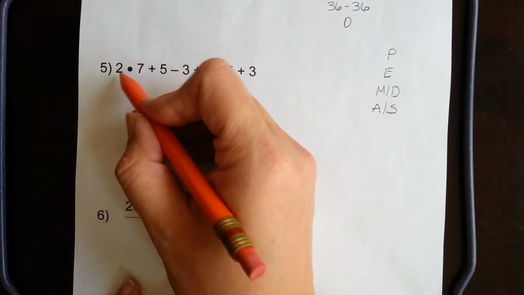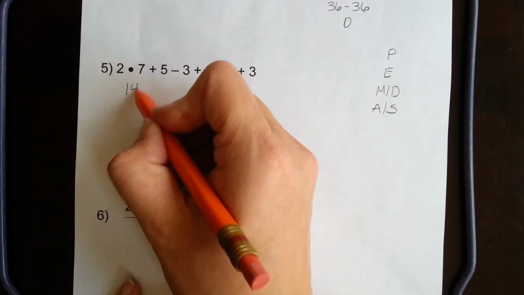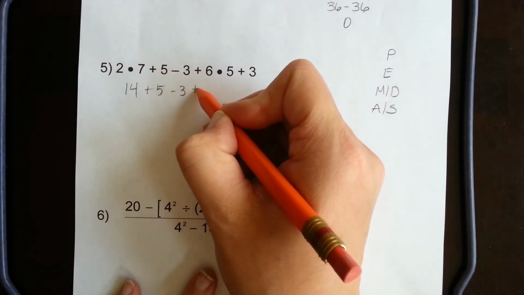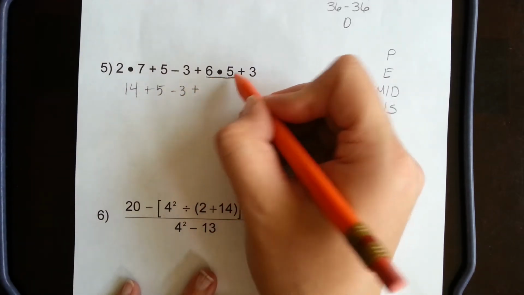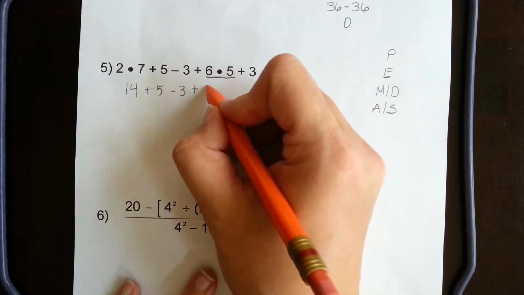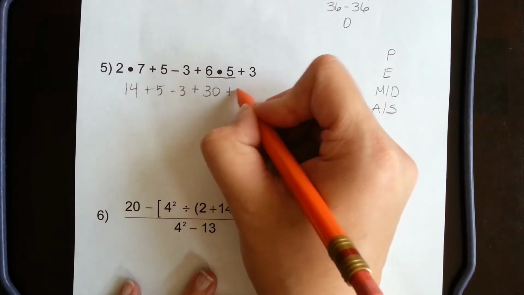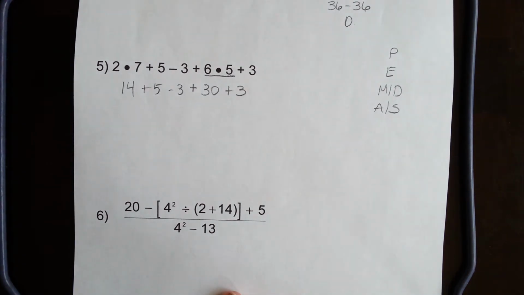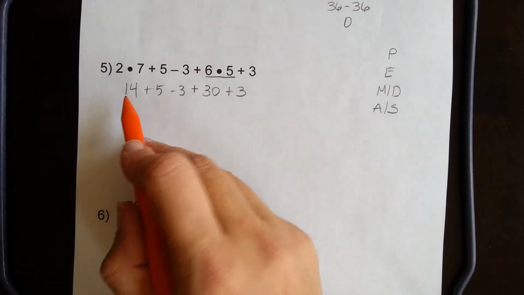So here I have 2 times 7, which is 14, plus 5 minus 3, plus, and then here I have another multiplication, 6 times 5, which is 30, plus 3. Alright, I've taken care of all multiplication and division, and we did it in order from left to right. Now we need to do addition and subtraction. So we'll start over here at the left.